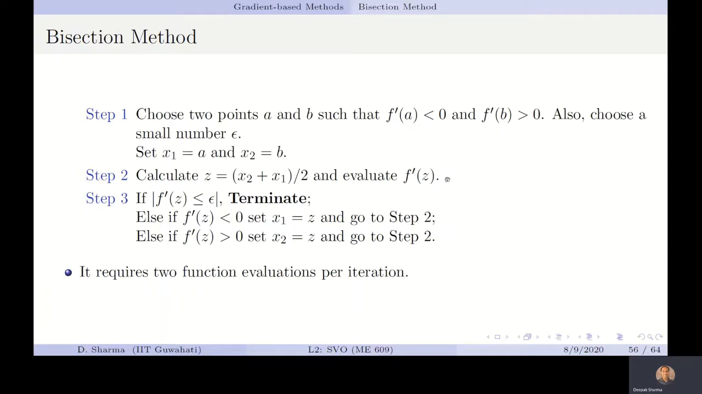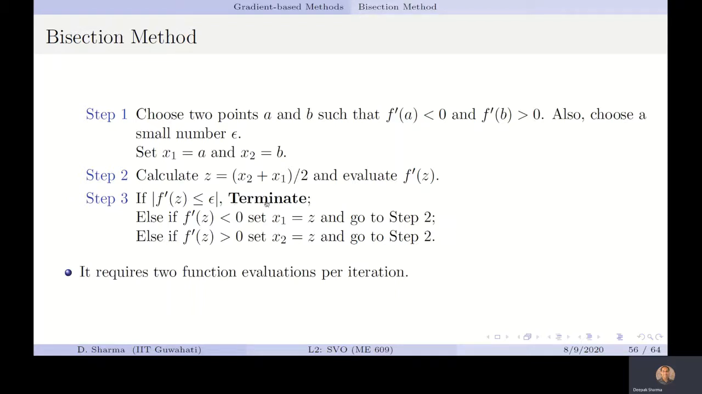We find the middle point z, which is (x2 plus x1) divided by 2, and we find the derivative of the function at z. Remember that we have to check the termination condition at step 3. The absolute value of f dash of z, which I denote with this vertical line mod, should be smaller than epsilon. We always take a positive value of the derivative, and this is the error. If this condition is satisfied, we terminate the algorithm.